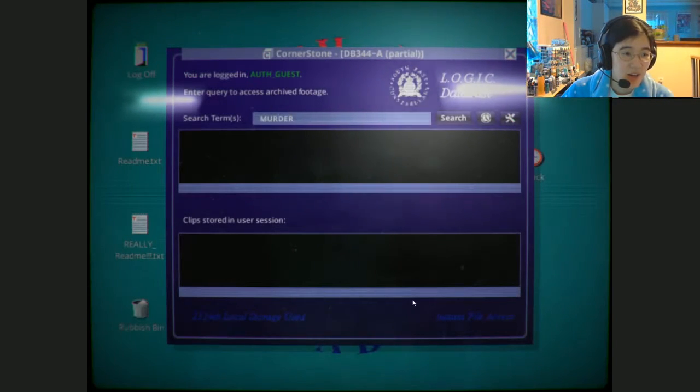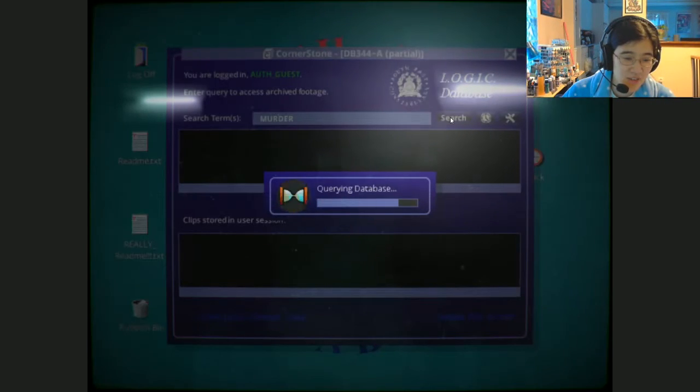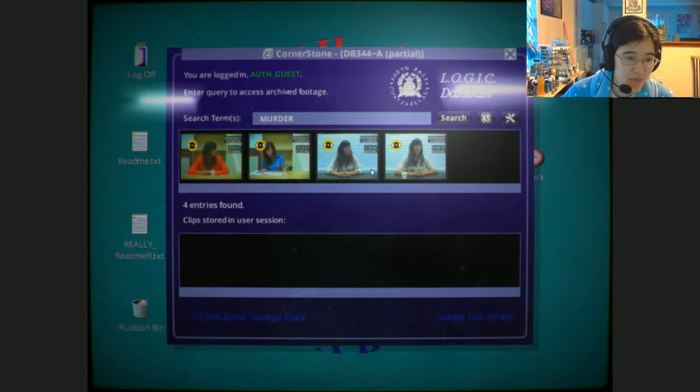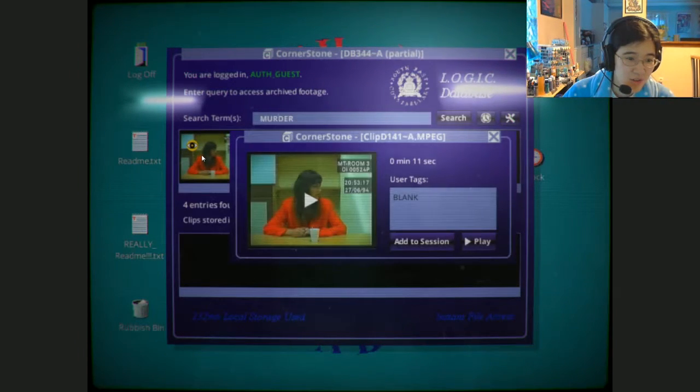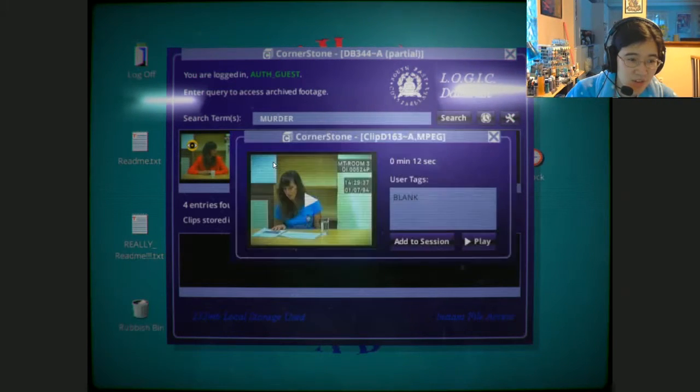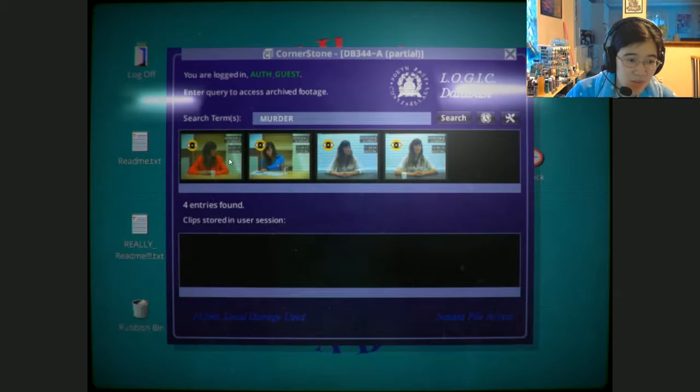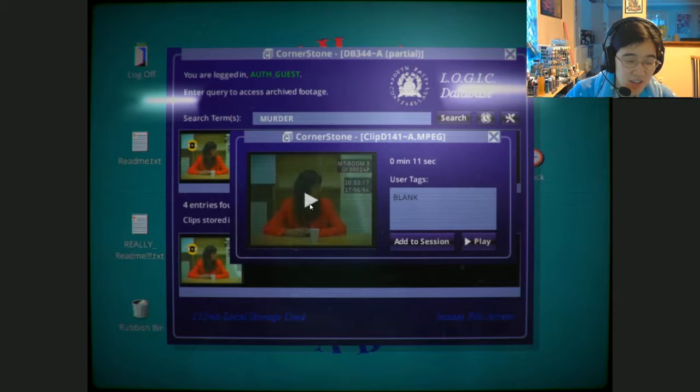Old school computer sounds. Alright, you are logged in as authorized guest, insert query: murder, clip stored. Alright, let's search. Let's play a clip. It's 11 seconds, right? I feel like I should write some of this down. This must be a testimony of this person. Alright, so it's named Stored in User Session. So they're all clips. So let's add that to session and let's just play it and see what we got here.